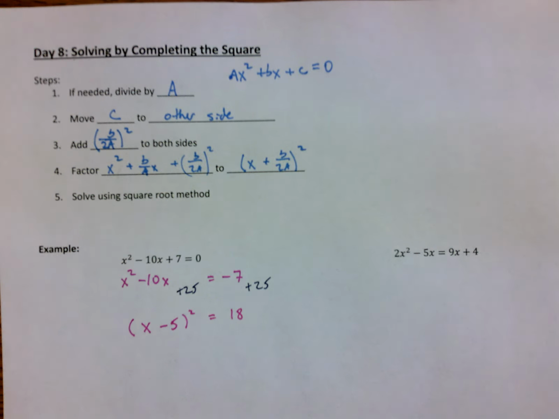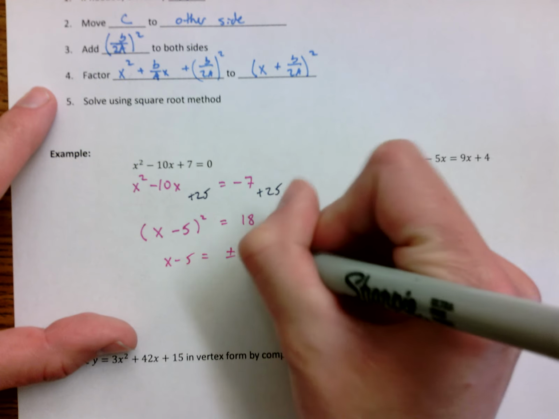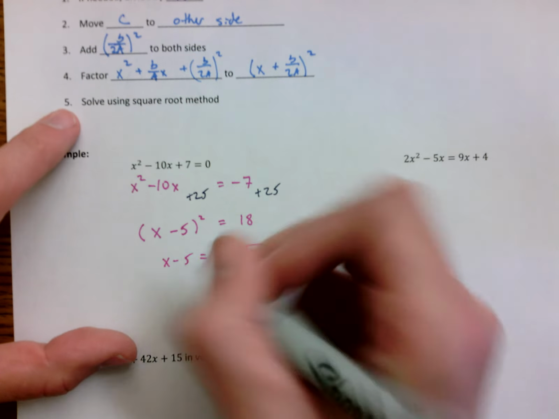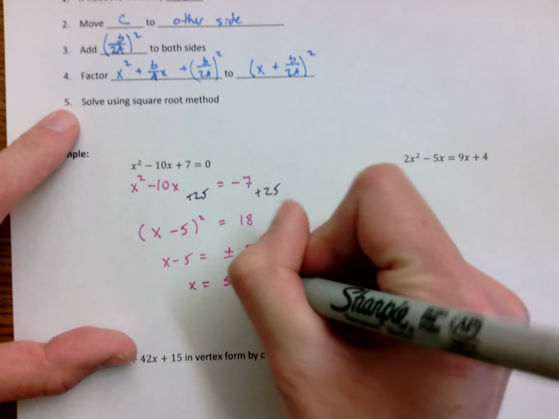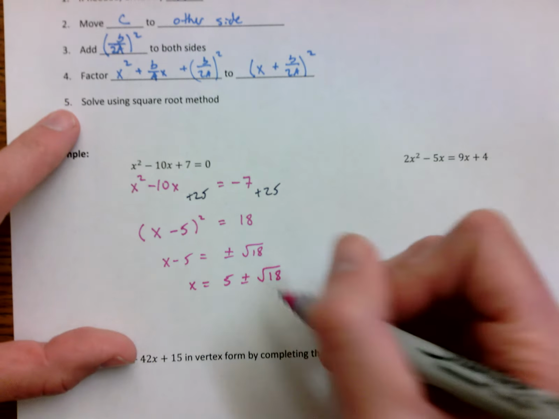Okay, and then from there, now I can just solve this using my square roots, right? So I'm going to square root both sides of the equation. That's going to give me x minus 5 equals positive or negative square root of 18. I'm going to bring that 5 over to the other side, so it'll be 5 plus or minus the square root of 18. And then I'm going to simplify my square root.